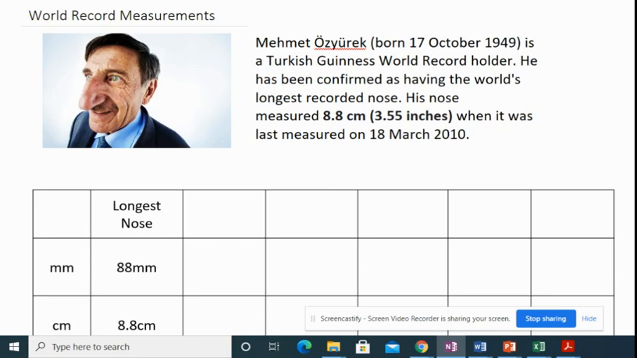We've got a person here and he has a Guinness World Record for having the world's longest recorded nose. His nose measured 8.8 centimeters. So find yourself a ruler. Check out how long 8.8 centimeters is. Measure your own nose. How do you compare? That might give you an idea of how long his nose is. It was last measured in 2010.